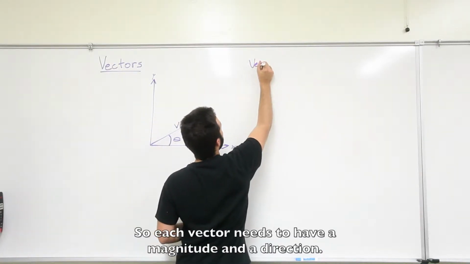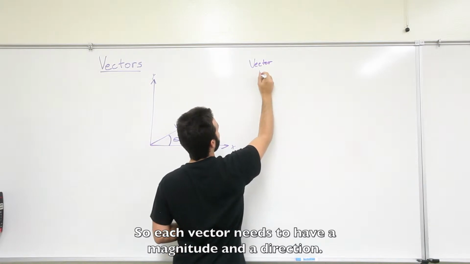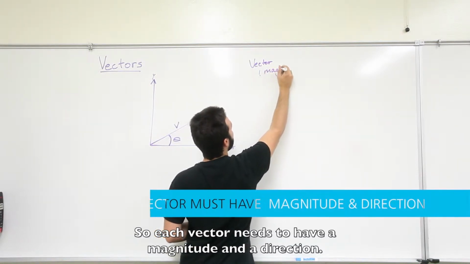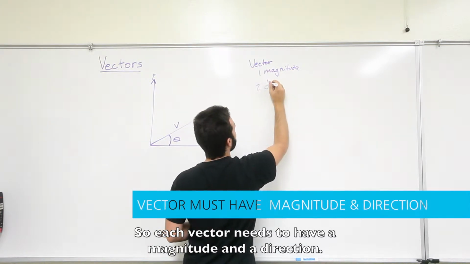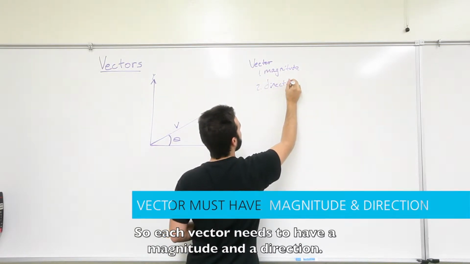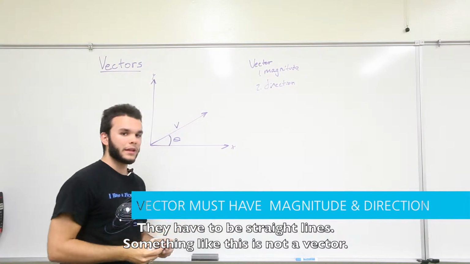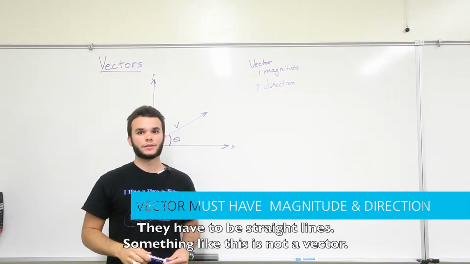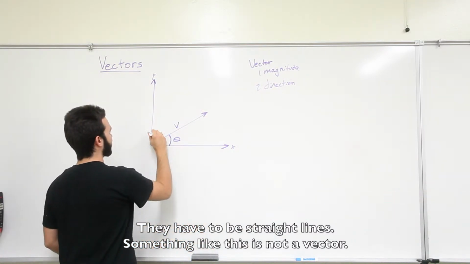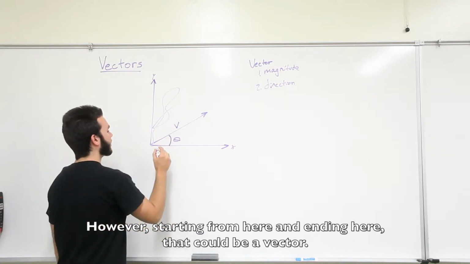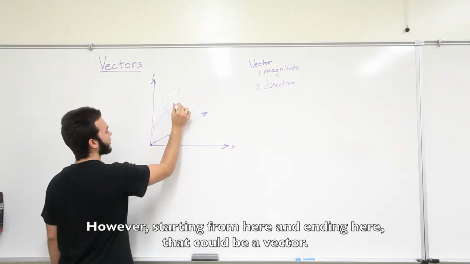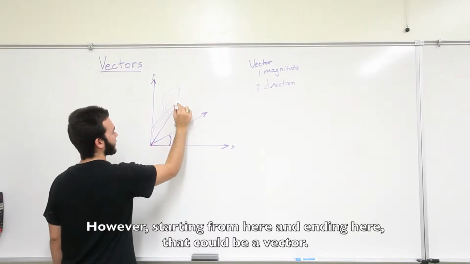So each vector needs to have a magnitude and a direction. They have to be straight lines. So something like this is not a vector. However, starting from here and ending from here, that could be a vector.